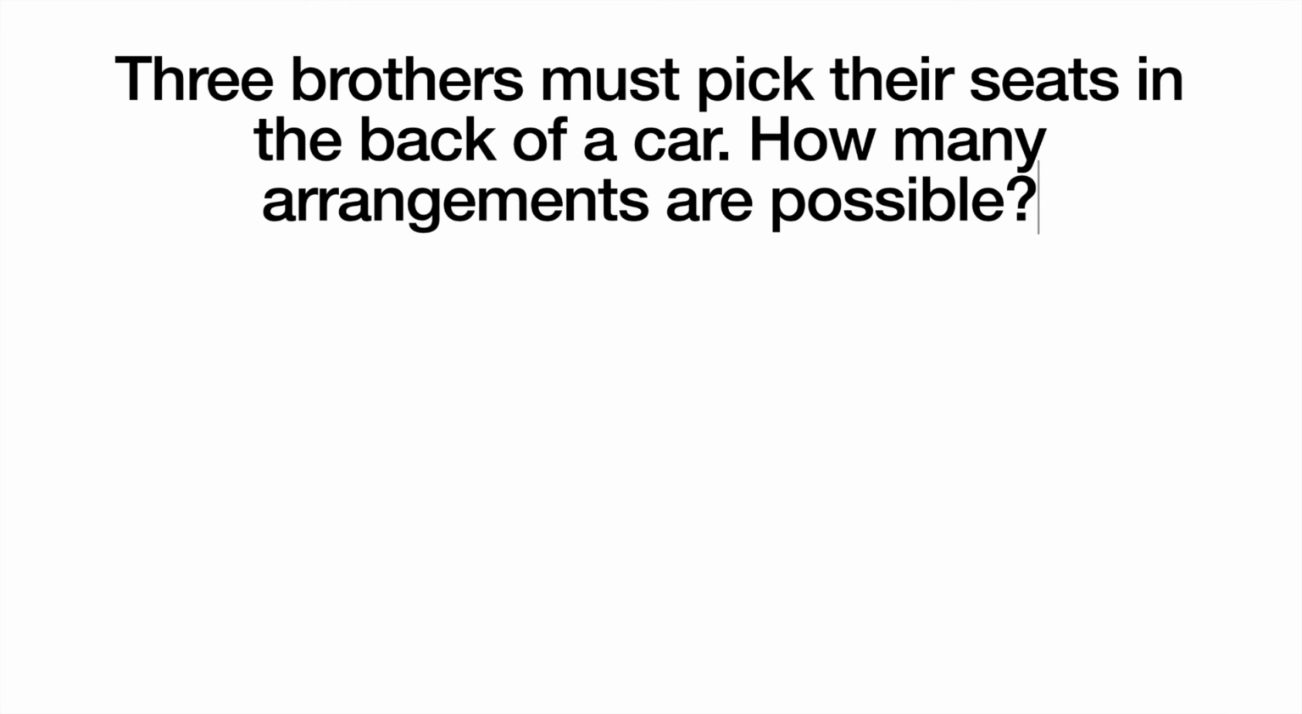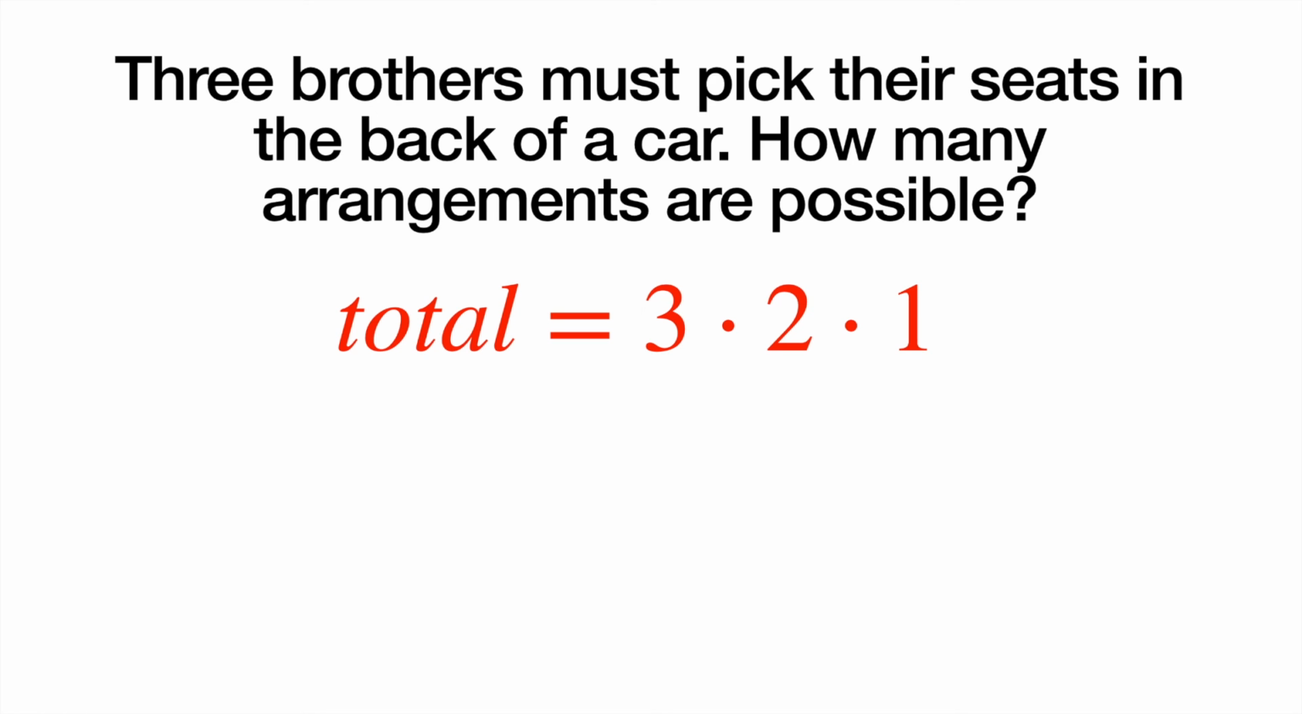3 brothers must pick their seats in the back of a car. How many arrangements are possible? This is a good application of lists since order matters. There are 3 options for the first seat or first element. For each of those, there are 2 options for the second seat or second element. And finally, for the third seat or third element, there is 1 option. Therefore, the total is 3 multiplied by 2 multiplied by 1, or 6.